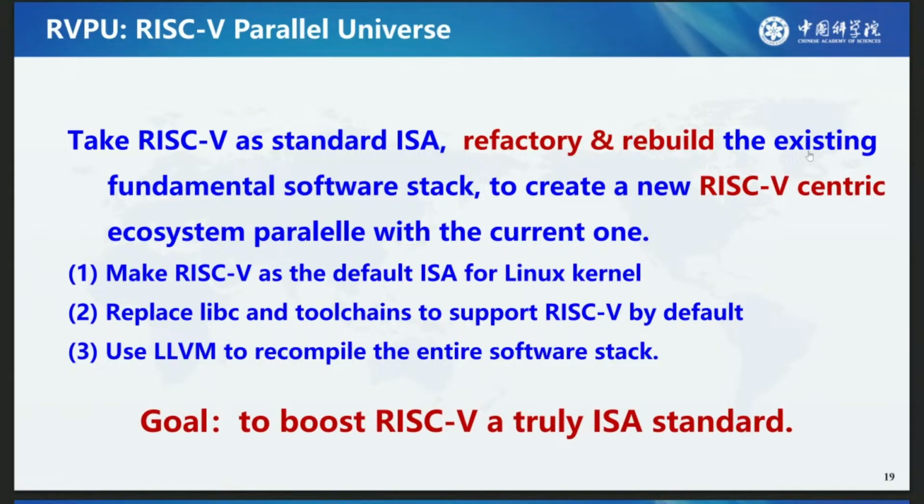So there are three steps. First is to make RISC-V the default ISA for the Linux kernel. We start from the Linux kernel because it supports many ISAs, but actually by default it uses x86 as the major compiling environment. The second is to replace libc, specifically glibc, and change it to support RISC-V by default. And the third, we use LLVM to recompile the entire software stack. So the final goal is to boost RISC-V as a truly standard ISA.